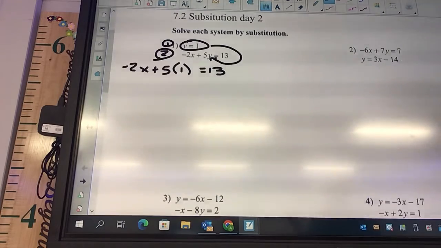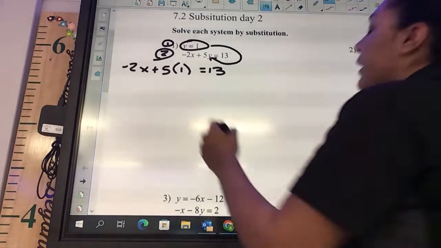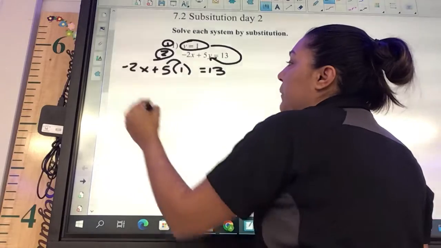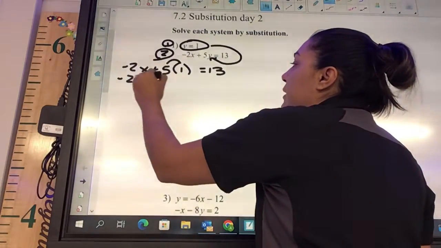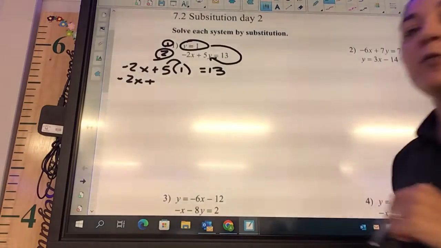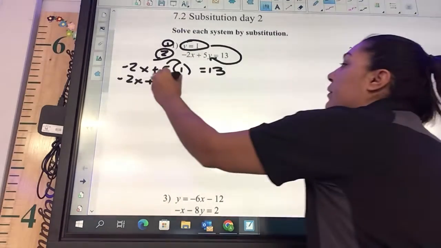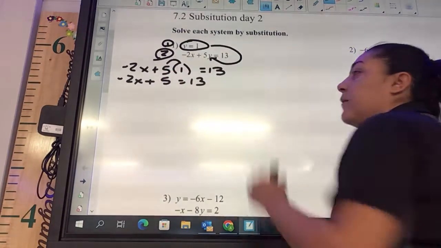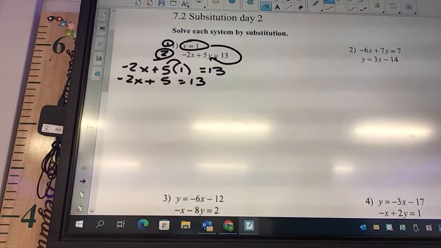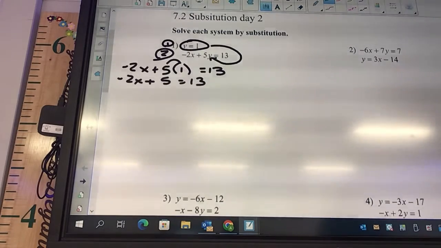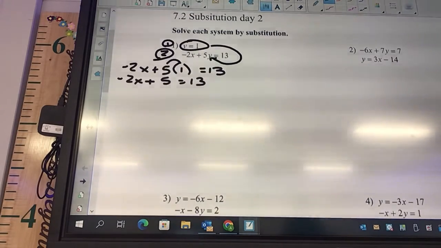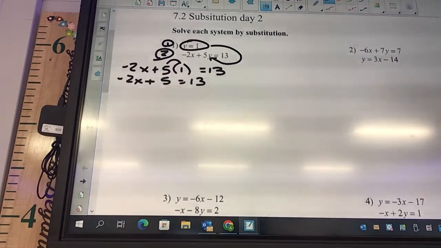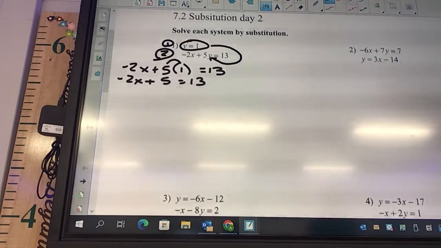Before that, distribute, okay? Sometimes there's going to be 2 pieces, sometimes there's just 1. So negative 2x plus 5 times 1, 5 equals 13. Our next step is typically combine like terms. Because the y is so simple, there's nothing to combine. So then what is your following step? Subtract 5.